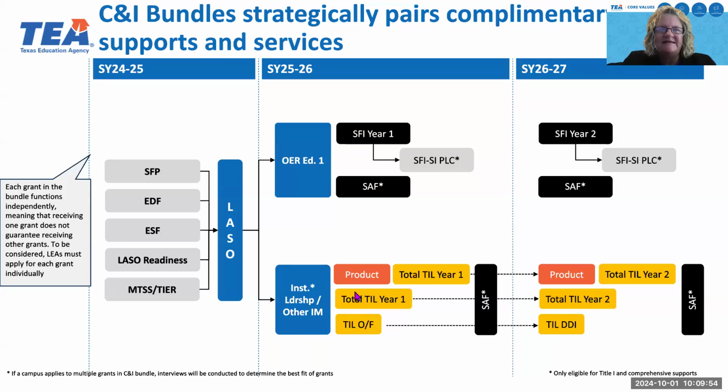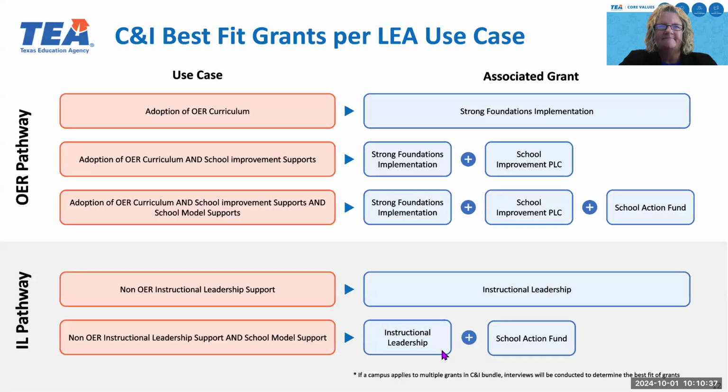This also shows the non-OER path, which is the instructional leadership path or other instructional materials. This has 3 different choices of offerings: a pathway with product and instructional leadership year 1, and also total instructional leadership. Instructional leadership year 1 is observation feedback, and year 2 is data-driven instruction, DDI. Just note that the asterisks noted in SAF and instructional leadership are only eligible for Title I and federally identified campuses. If a campus applies to multiple grants within the C&I bundle, interviews will be conducted to determine the best fit of grants.